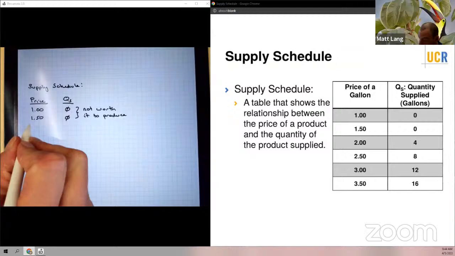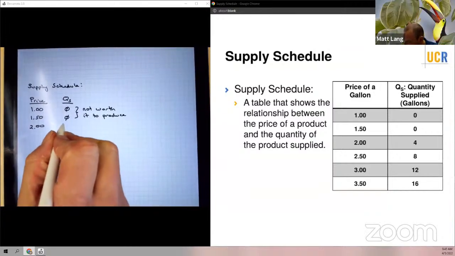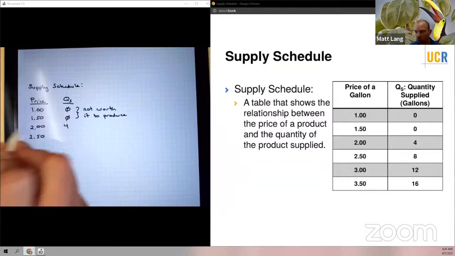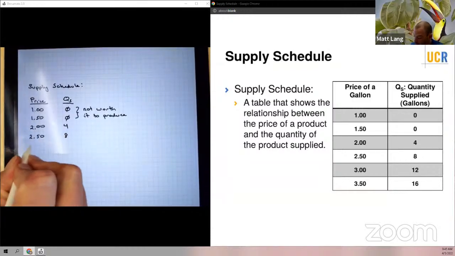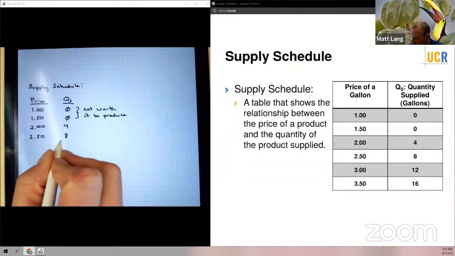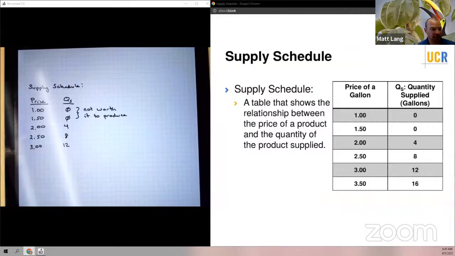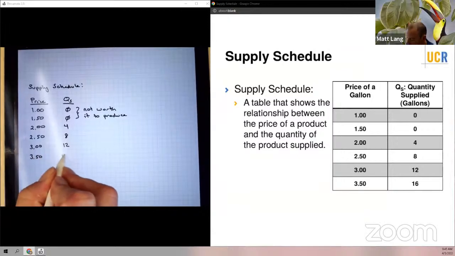So then what happens at $2? And again, work with me on the numbers. At $2, firms are going to say, okay, it's worth it to go down and at least crack the surface of where the oil or the gasoline is, and we'll produce 4 gallons when it's $2. And then when it's $2.50, I'm going to actually drill even more. I'll go down to 8. And kind of work the other direction too: it turns out that I produced 12 gallons of gasoline. That must mean that the price is going to be $3.